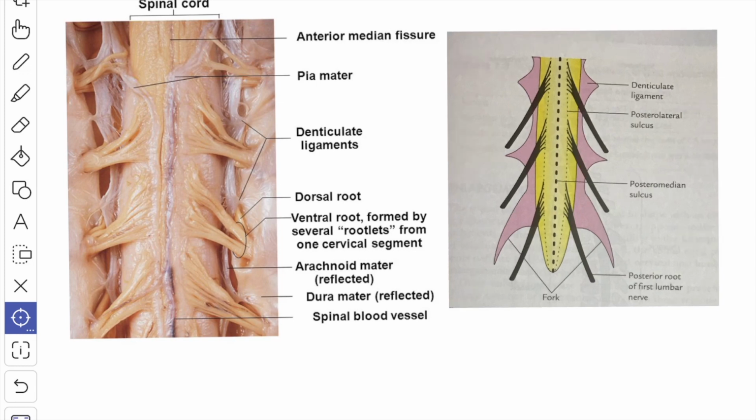Next we'll see about the clinical significance of the ligamentum denticulata. It serves as a guide to the neurosurgeon during cordotomy operation. When the sensory tract requires section to relieve pain, the knife is put in front of the ligament, and if section of the motor tract, that is the pyramidal tract, is desired, the knife is placed behind the ligament.